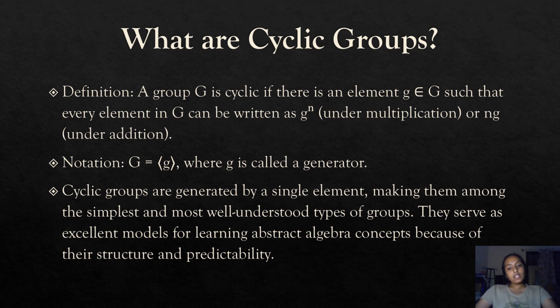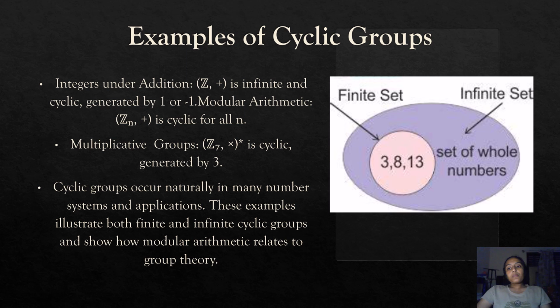Cyclic groups are generated by a single element, making them among the simplest and most well understood types of groups. They serve as an excellent model for learning abstract algebra concepts because of their structure and predictability. Examples of cyclic groups: integers under addition, that is Z, which is the set we are using, that is integers, and plus is the addition symbol or the binary operation that we are considering. It is infinite and cyclic, generated by 1 or minus 1.